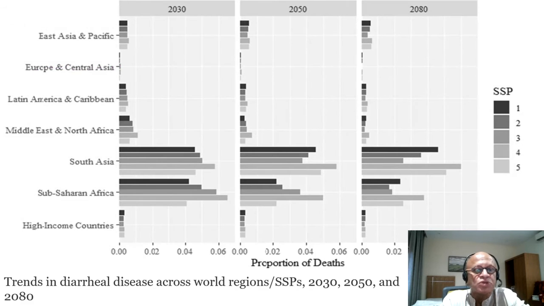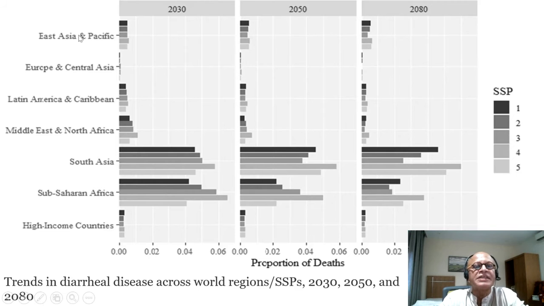Okay, so just to jump to the results, this is showing trends in just the diarrheal diseases across the world regions for various SSPs. The gray shadings are for SSP 1 to 5, and the time horizons are 2030, 2050, and 2080. So real projections of health outcomes or health impacts. Remember, SSPs already have climate change impacts in them, right?